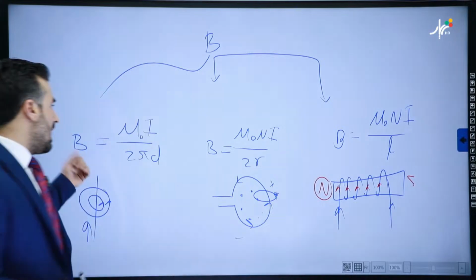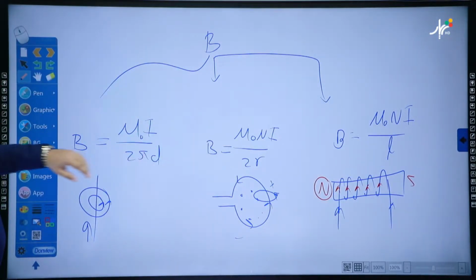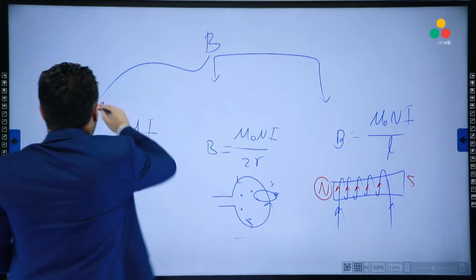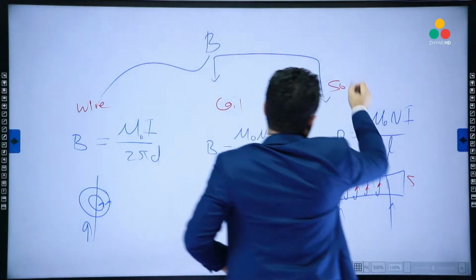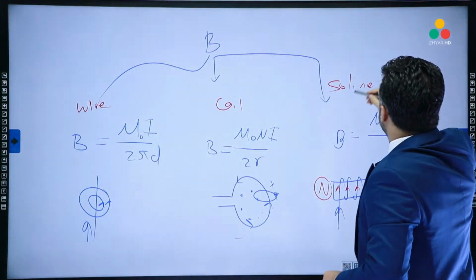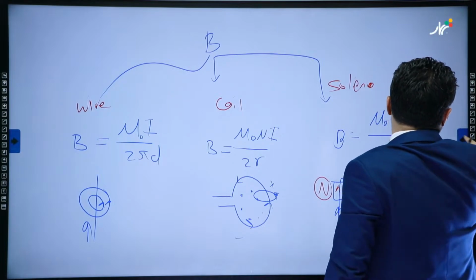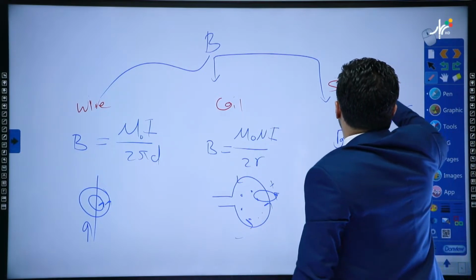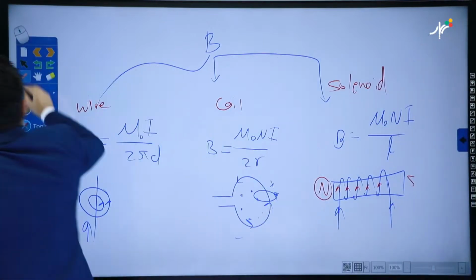So this is how we can find the magnitude and the direction for each one of the wire, the coil, and the solenoid. Let me write this one more time. This would be for the wire, this is for the coil, and this is for the solenoid. Solenoid, my bad. Let me rewrite this. Okay, solenoid. So these are for each one of these.